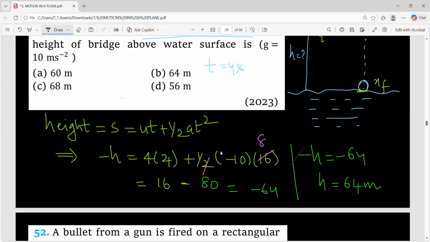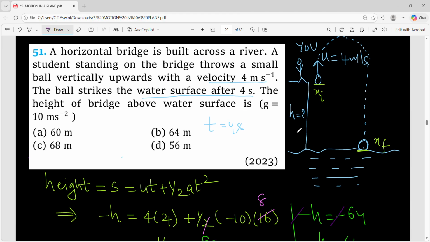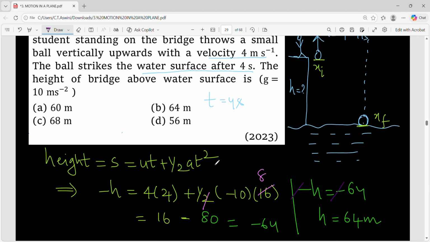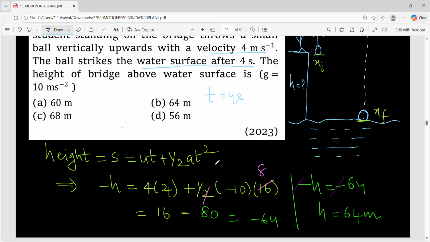Clear with this? Very simple. We are still using the equations of motion only. You have to find the height of the bridge. That's nothing but displacement of the ball. And follow the sign convention. Okay, so 64 meters. This is the height of the bridge.